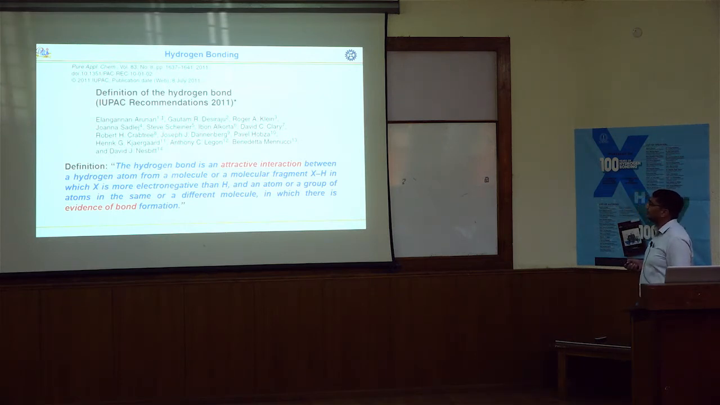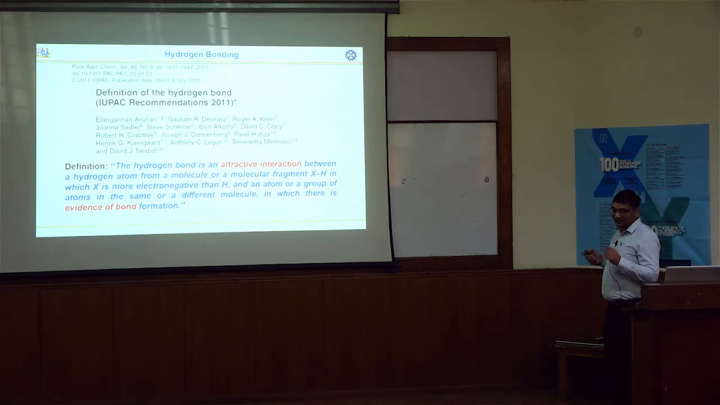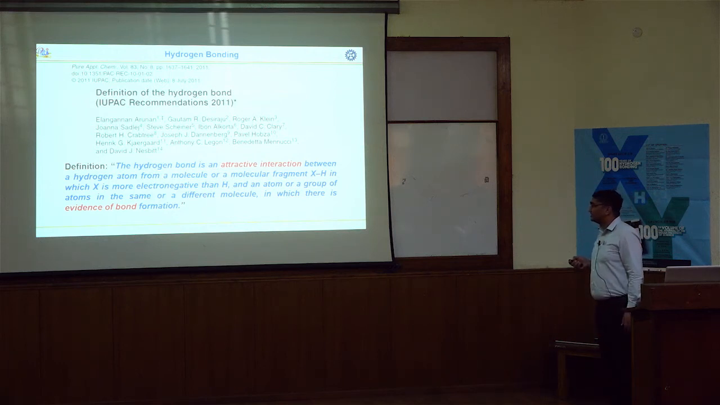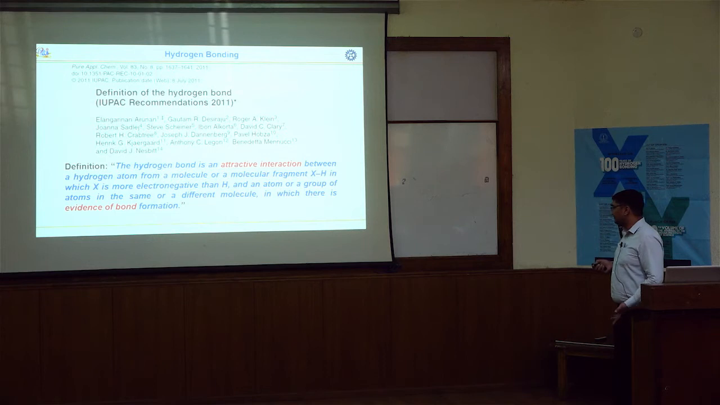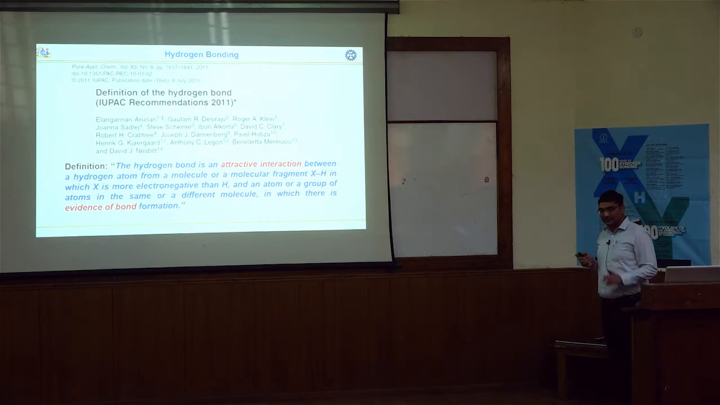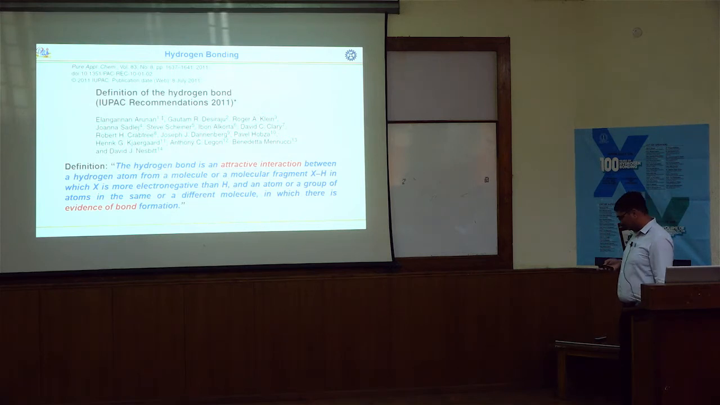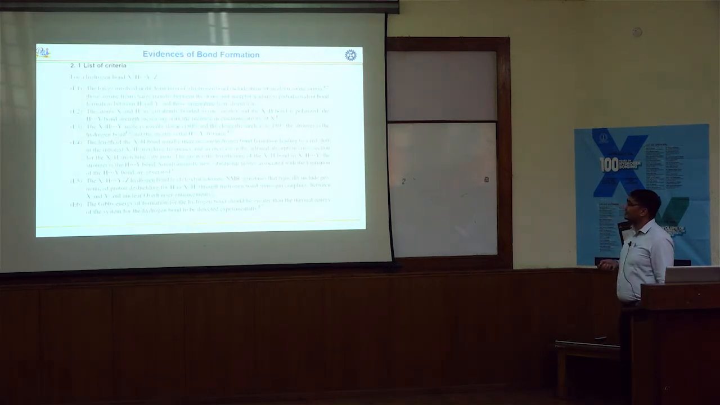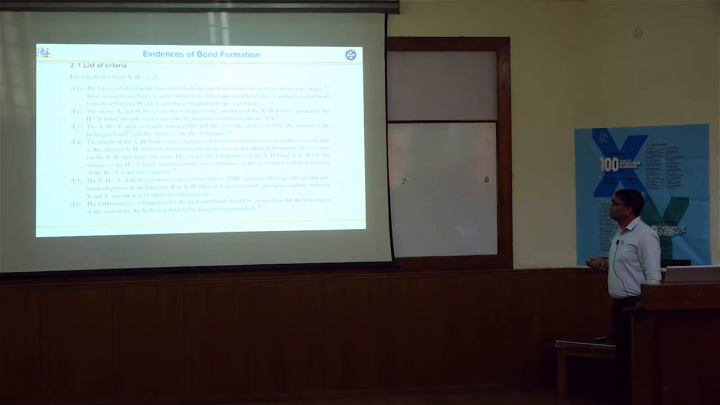First, the interaction has to be attractive in nature. Second, it is a local interaction between two fragments: one is the hydrogen bond donor, which is XH, and the hydrogen bond acceptor, which would be Y-Z. It has to be supported by evidence which confirms that there is a bond formation, and this evidence can come from experimental or theoretical studies, experimental from spectroscopy, NMR, and also from calorimetric measurements where we can estimate the strength of these hydrogen bonds.